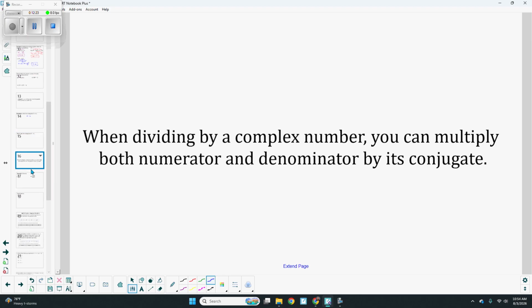So when we're dividing by a complex number, you can multiply both the numerator and denominator by its conjugate to do the division.